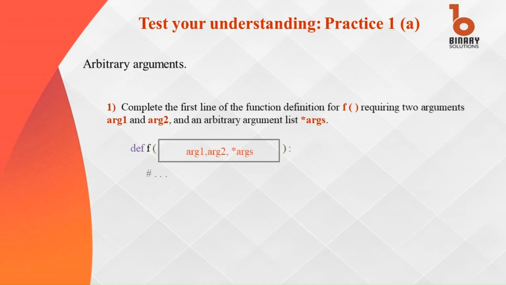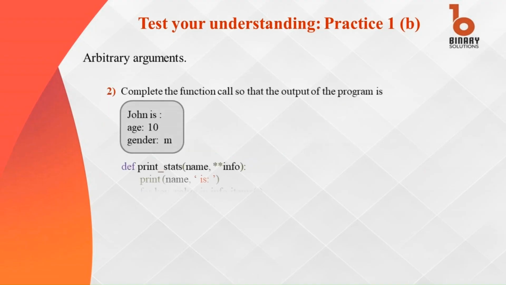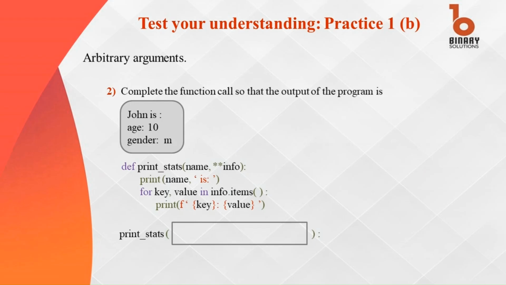Think you've got it? Here's another challenge for you. Your task is to complete the function call so that the output of the program is correct. The function printstats takes a name and an arbitrary number of keyword arguments using double asterisk info. It then prints the name followed by the key value pairs from the info dictionary. Can you figure out how to pass the arguments to make the program output the correct details about John?